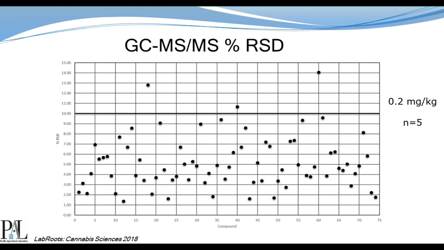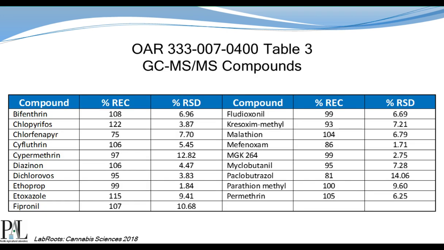We're also taking a look at the percent RSDs. Now, in this case, we've got the black line drawn at 10. And so for these compounds, everything is less than 10% RSD, except for these three compounds. And again, this is at 0.2 milligrams per kilogram.